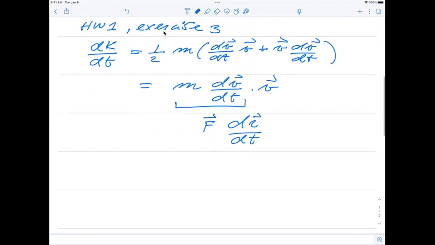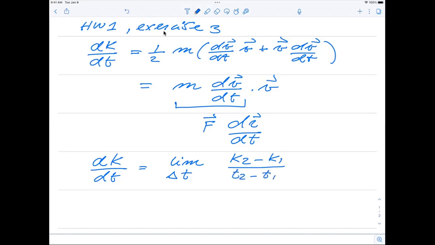Now, if we think of the way we have defined the derivatives, this is the so-called instantaneous derivative. So this is dk dt. So this is in principle given by the limit of delta t, and then we would have the kinetic energy at a time t2 minus the kinetic energy at the previous time, divided by t2 minus t1, where we have defined this delta t equal to t2 minus t1.